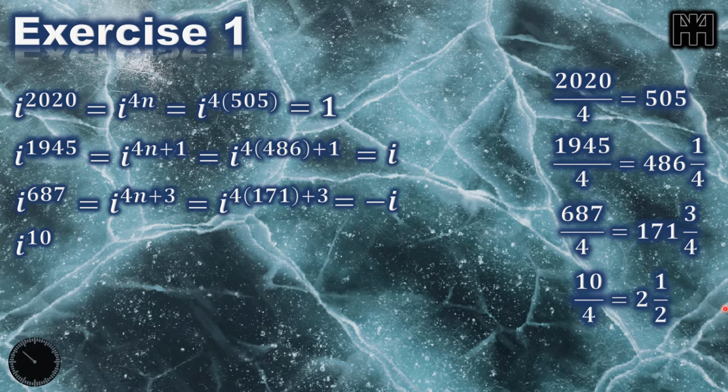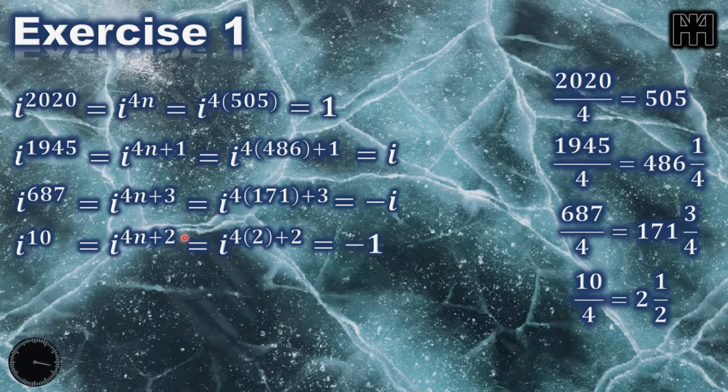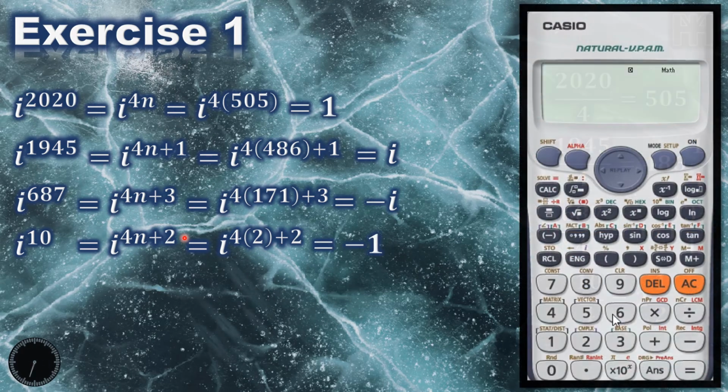Don't be tricked here. All of these remainders here are 1 over 4, 3 over 4, as it's divided by 4. But here, the remainder is 1 over 2, not 1 over 4. So it's equivalent to 2 over 4. Okay? Not 1 over 2, the remainder here is 2, not 1. So it will be i to the power 4n plus 2, as 4 times 2 is 8, plus 2 is 10. This formula will always give us negative 1.